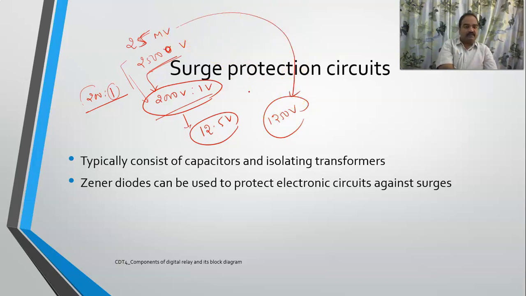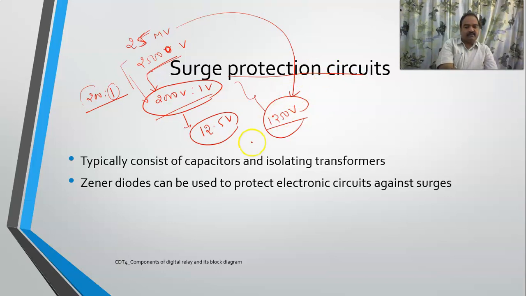Transformer doesn't know whether it is a good value or a bad value. It just reduces the magnitudes. That's it. So your job is to protect your circuit against any surges. So that's fine. What we do is employ surge protection circuits. They will protect your circuit from the surges.